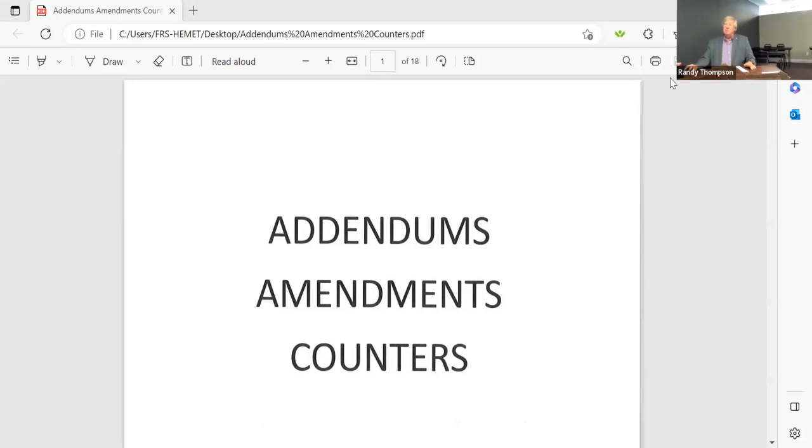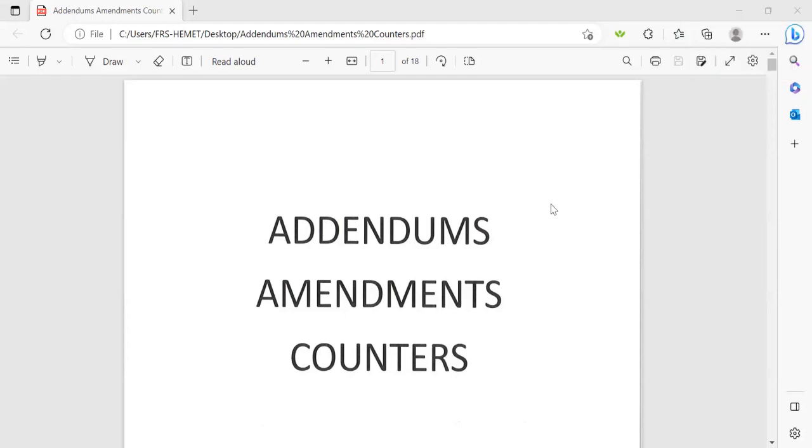Anyway, so we're going to talk about addendums, amendments, and counters. And this is the interesting thing: the RPA makes up probably 30% of what the entire contract is made up of. Because from the time you do the RPA on, everything that changes the contract, amends the contract, or counters the contract, whatever it has to be, those all become contractual items.